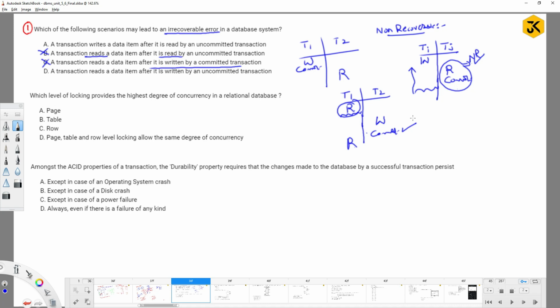Non-recoverable means we cannot get back to the old state. As the commit operation is done, there is no problem for recoverability.